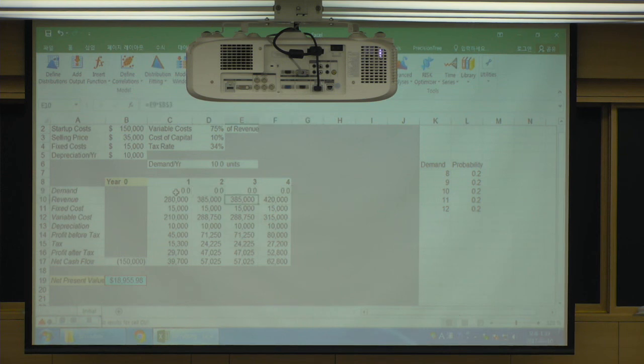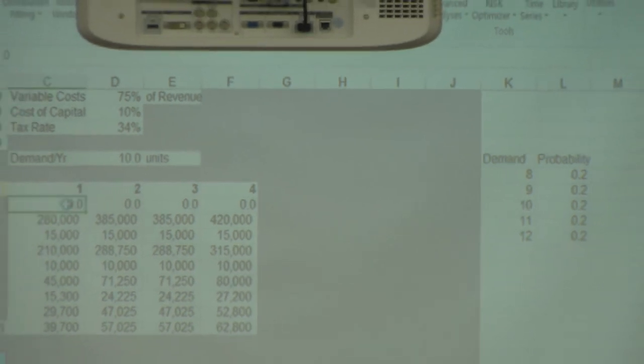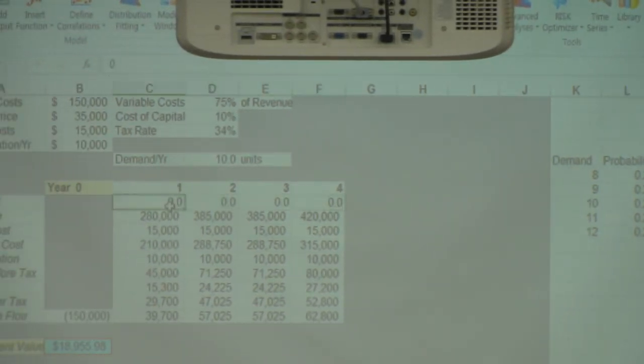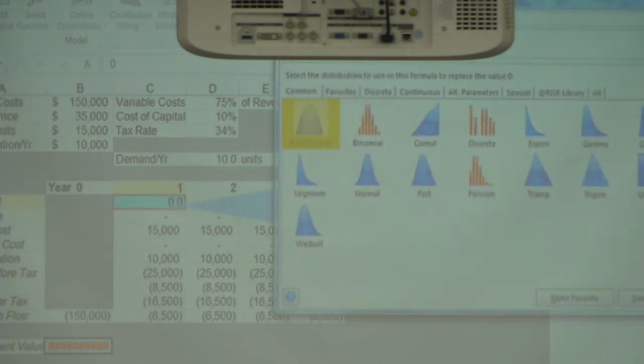I think that's somewhat fixed. Okay, now I need to define demand a little further. We have defined distribution. You click define distribution. First of all, you highlight that you want to define the distribution for. You highlight this and go to define distribution, and then it will ask you about many different distributions.